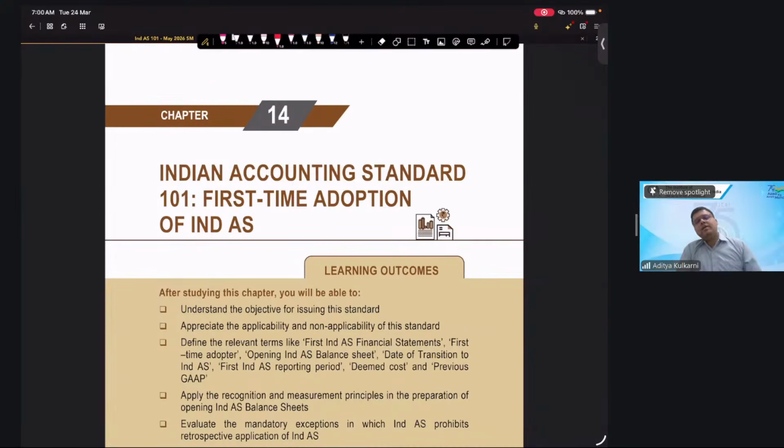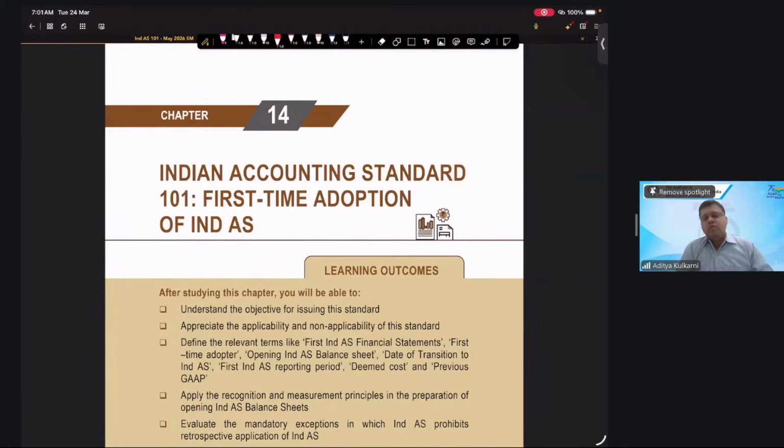So this is a standard that has maximum practical utility because any entity that moves from IGAP to Ind AS is required to apply the Ind AS 101 principles. It is applicable at the time of transition. So your Ind AS applies when either it becomes a listed entity, either its debt or equity securities are listed or to be listed on a stock exchange, or your net worth exceeds 250 crores. So this is your mandatory applicability of Ind AS, or if you want, you could voluntarily go ahead and apply Ind AS. Then also 101 principles will apply.